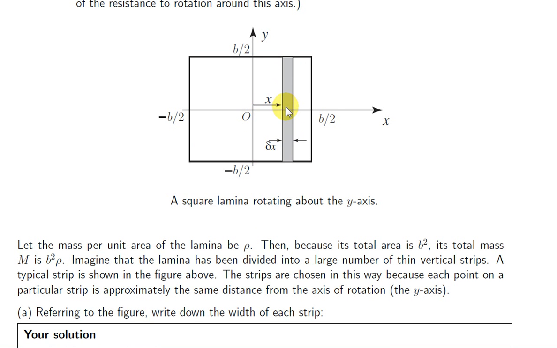Remember we have to multiply the mass of the element by the square of the distance of the element to the center of rotation. Well, the center of rotation is actually a line in this case, it's not a point.